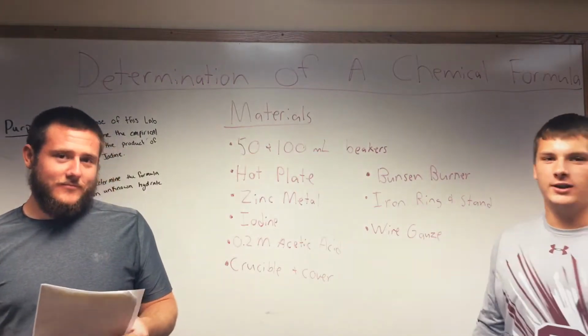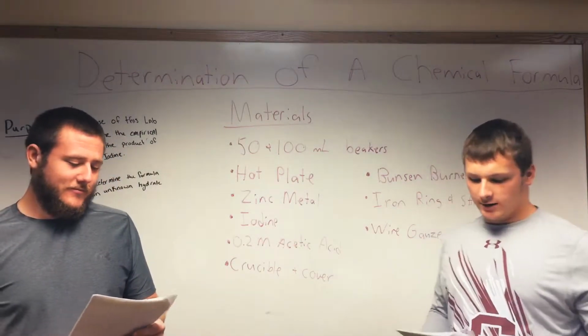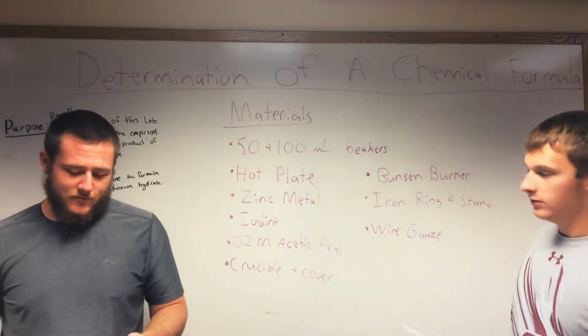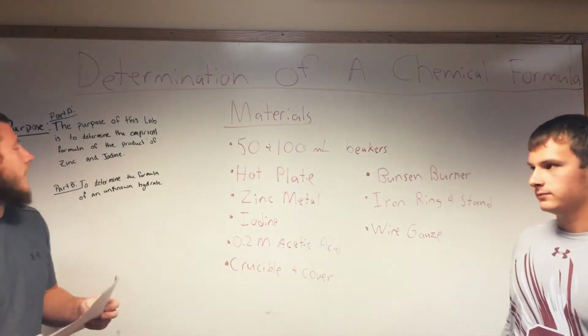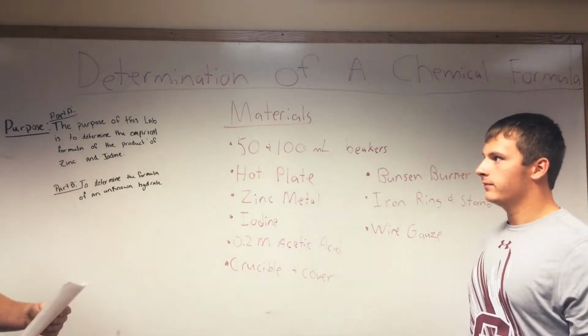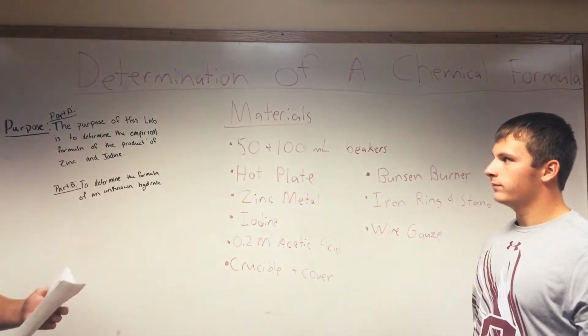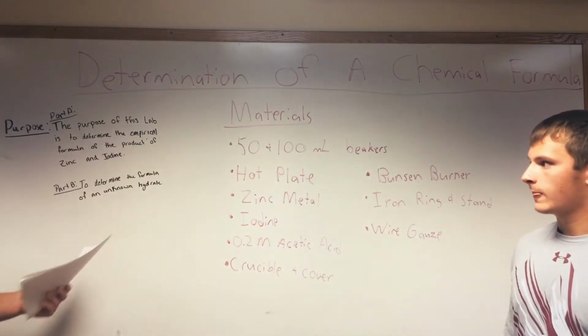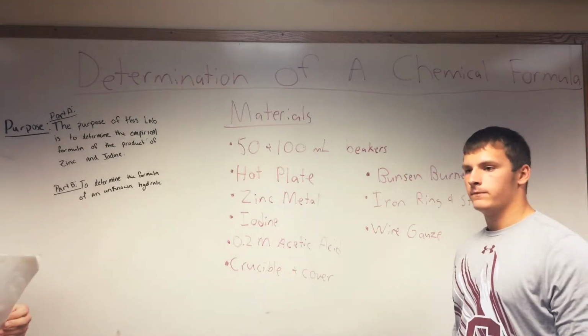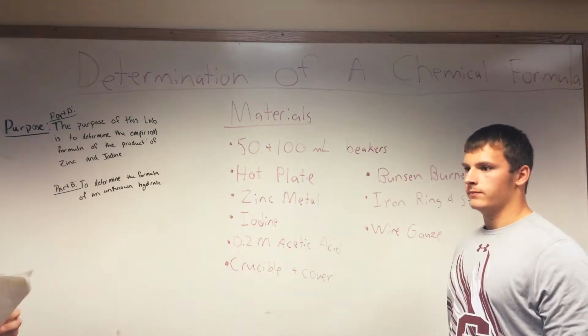Hello, my name is John Day and I'm here with Connor Stockton, and today we are here to talk you through the determination of a chemical formula lab. The purpose of Part A is to determine the empirical formula of the product of zinc and iodide, and the purpose of Part B is to determine the formula for the unknown hydrate.